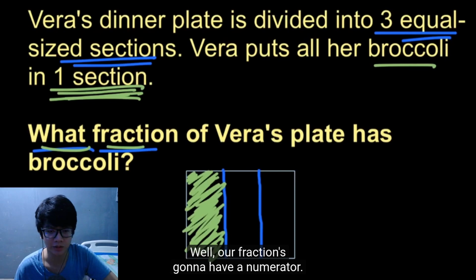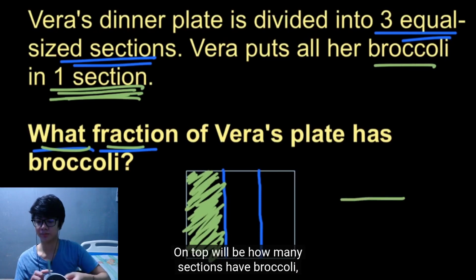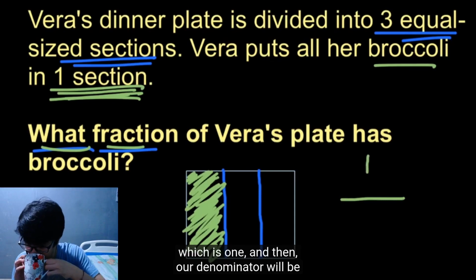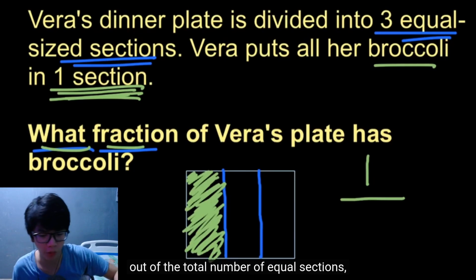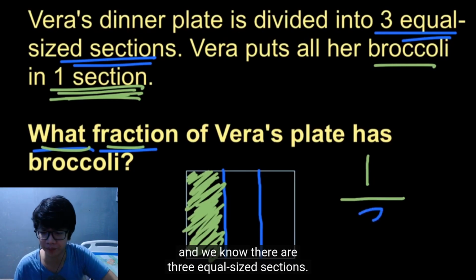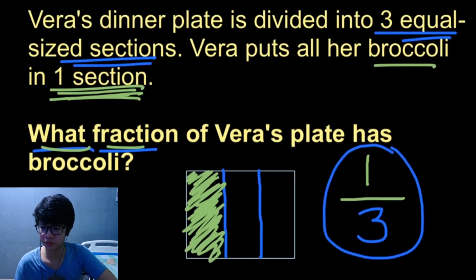What fraction? Well, our fraction is going to have a numerator. On top will be how many sections have broccoli, which is 1. And then our denominator will be the total number of equal sections. And we know there are 3 equal size sections. So 1/3, or 1 of the 3 sections, has broccoli.